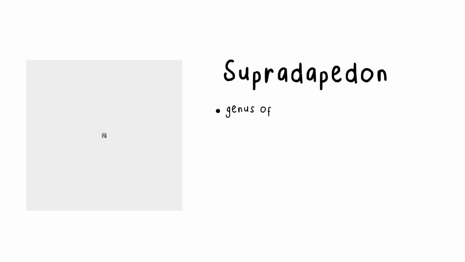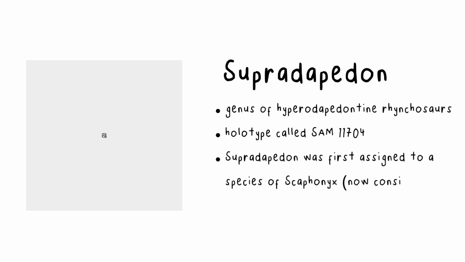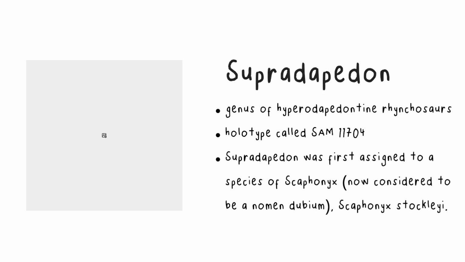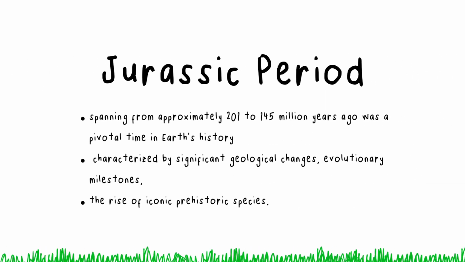Supradapedon is an extinct genus of hyperodapedontine rhynchosaurs from mid-late Triassic deposits in Tanzania's Tanganyika region. It's known from a holotype called SAM 11704. The holotype and only specimen of Supradapedon was first assigned to a species of Scaphonyx, now considered to be a nomen dubium, Scaphonyx stockleyi.